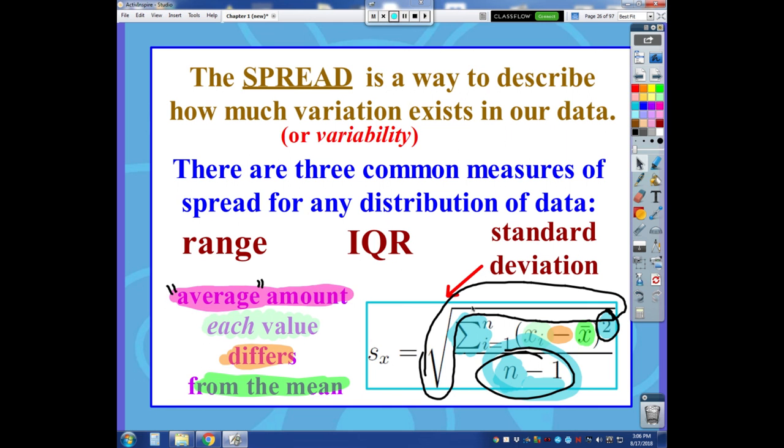Now, again, you will not need to calculate standard deviation by hand. We will do that in our calculator. The main thing you need to know about standard deviation is really this definition, that it's the average amount that each value, and again, each value in our data set differs from the mean.